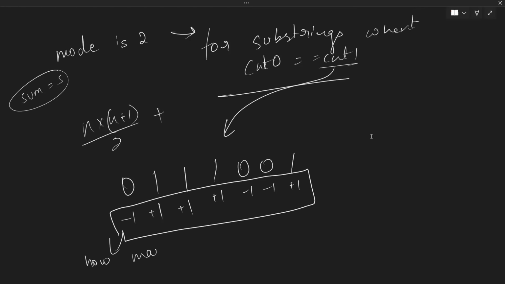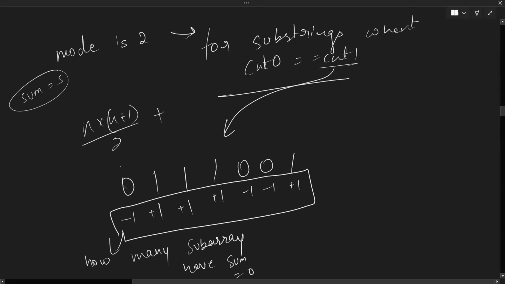How many subarrays have sum 0? Because if a subarray has sum 0, then it simply means that that substring in the original string has an equal number of zeros and ones. For example, the sum of this subarray is 0 and the substring has an equal number of zeros and ones.